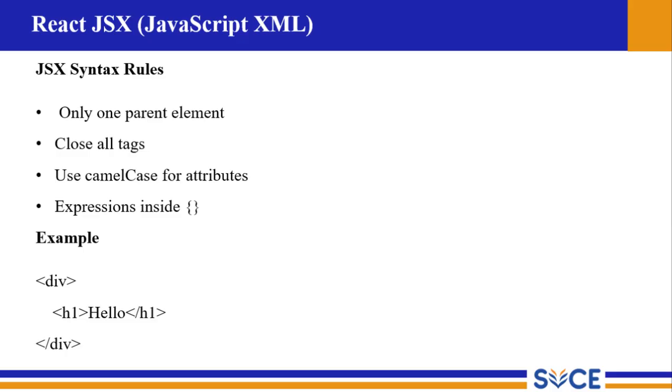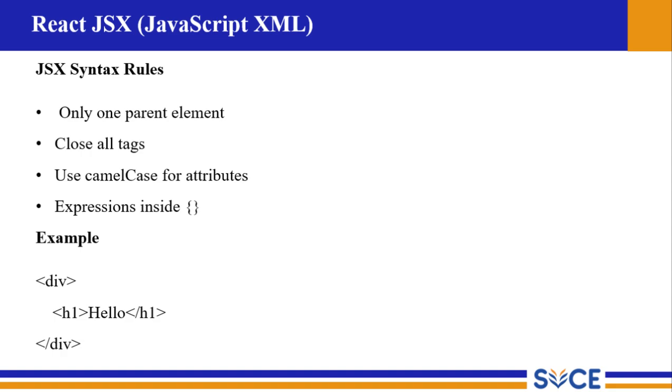The second rule is that every JSX tag must be closed properly. This rule is different from normal HTML. In HTML, certain elements such as the img, input, br, and hr tags are often written without closing tags because browsers automatically understand them. However, JSX follows XML syntax which is much stricter. Therefore, every tag must either have a closing tag or be returned as a self-closing tag.